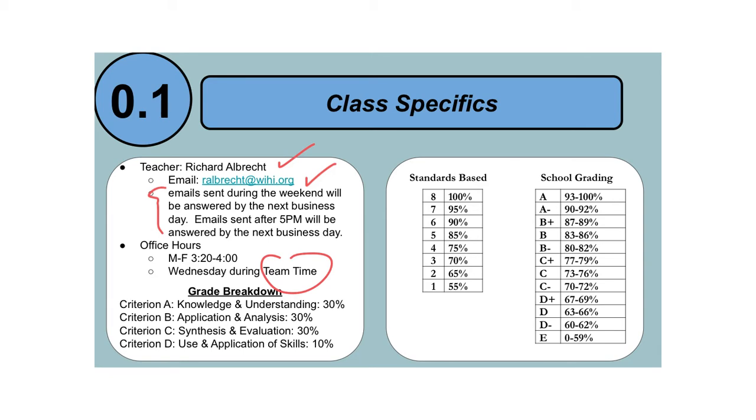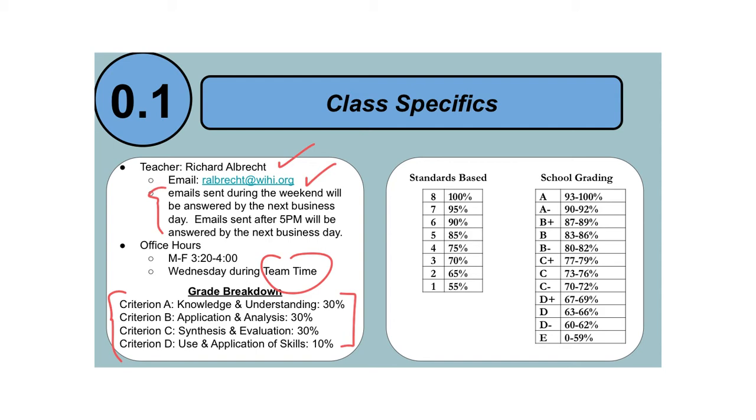In terms of our grade breakdown, it's a pretty standard breakdown. We have 4 different criteria that your grade is based on. Criterion A, B, and C are all 30% each, and then criterion D, which is use and application of skills, is only 10%. The reason why is that that particular criterion is largely just for the historical investigation, and the historical investigation is only one component of the course, so that's why it's only 10%. The rest of the course is much more composed of the other 3.